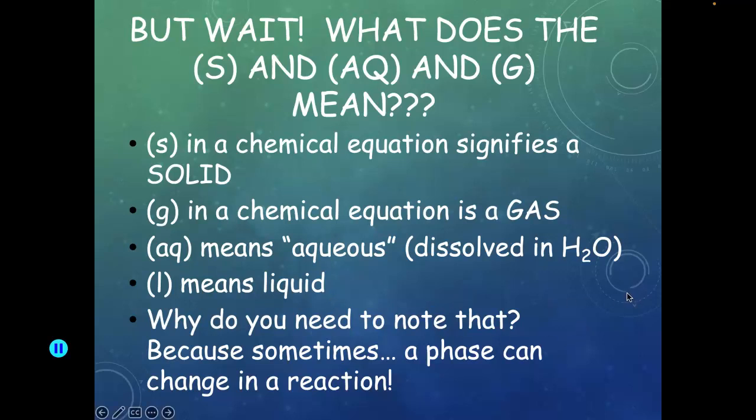So why do we need to note these? You're probably thinking, oh my gosh, do we have to write these on every single chemical equation we write? And the answer is no. But when we're looking at whether a chemical reaction occurred or not, sometimes we have elements that change phases in a reaction. So an example I'll give you is sodium and chlorine. Sodium is a solid. Chlorine is a gas, but when they combine as a compound, it becomes a solid. So chlorine goes from being a gas to a solid, and that indicates that we had a chemical reaction that occurred. So that's why it's important.